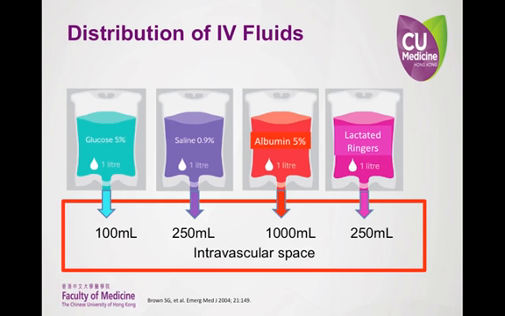However, despite the fact that 5% albumin remains in the blood vessels the best, the current literature shows no survival advantage over normal saline or lactated ringers and is significantly more expensive. Therefore, colloid solutions like albumin 5% are not preferred over normal saline and lactated ringers. Glucose 5% in water is not preferred because, as you can see, only 10% remains in the intravascular system.